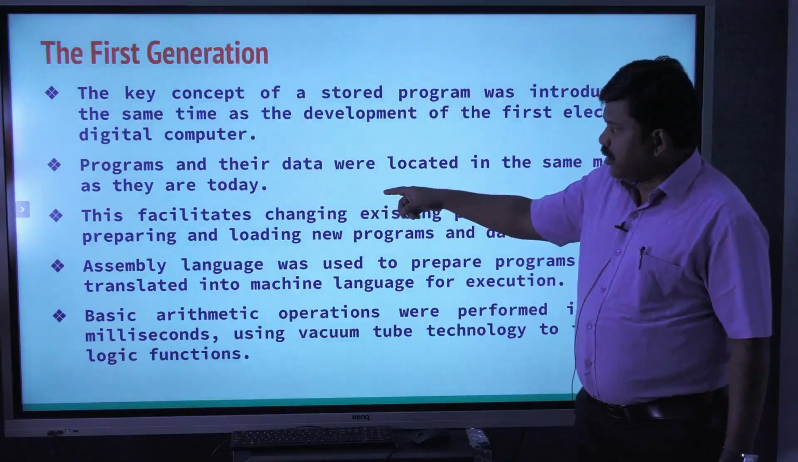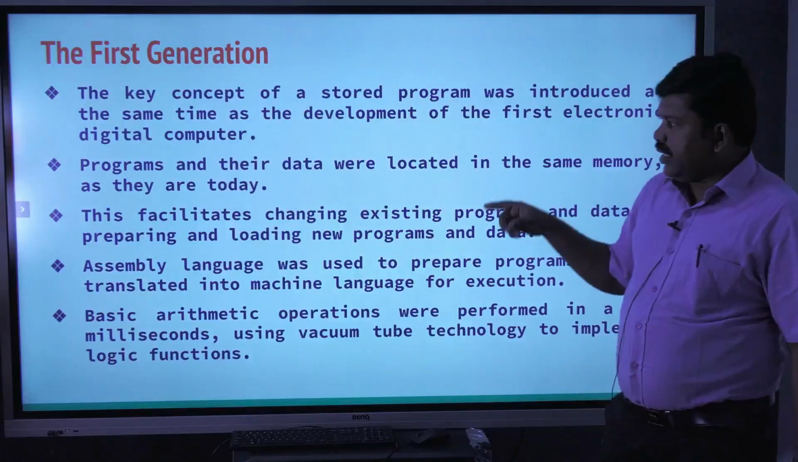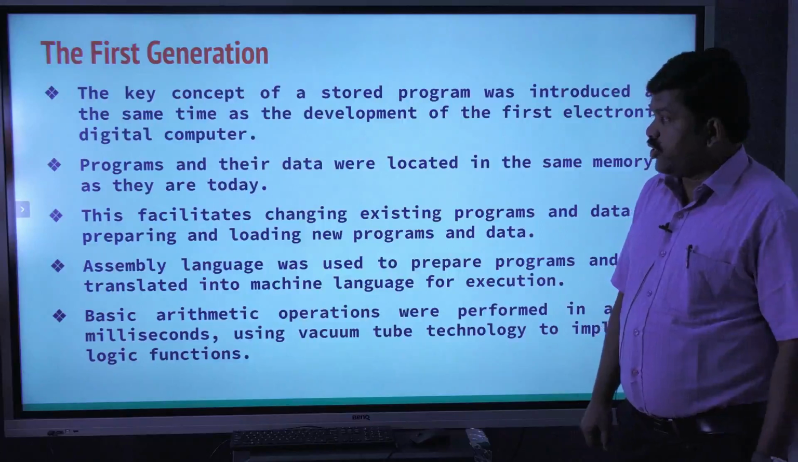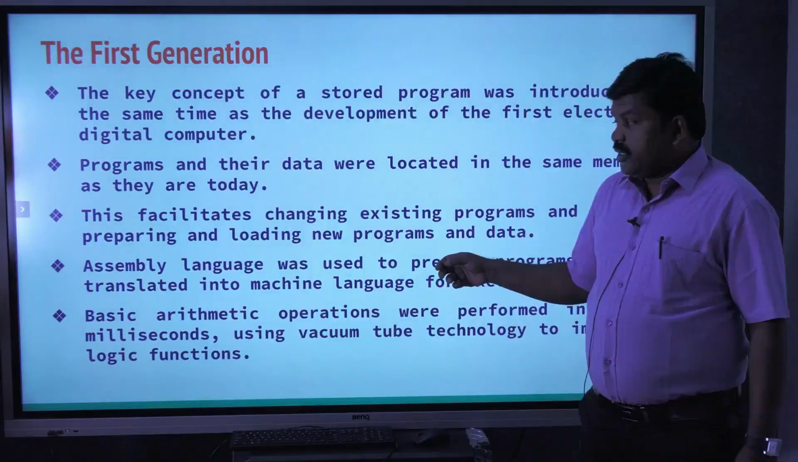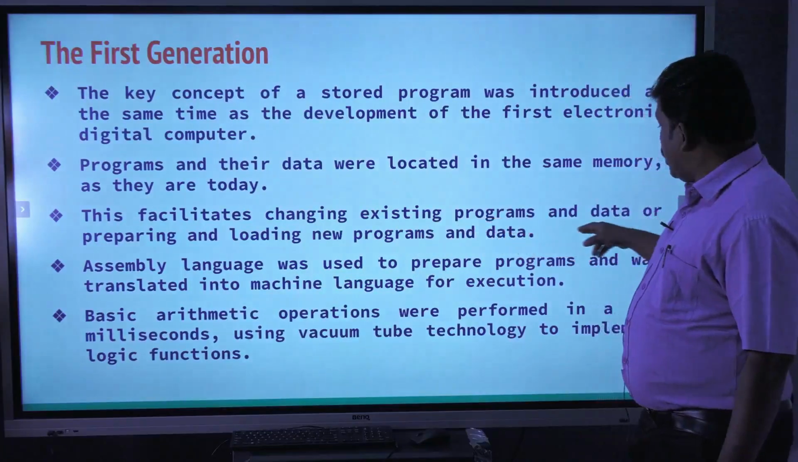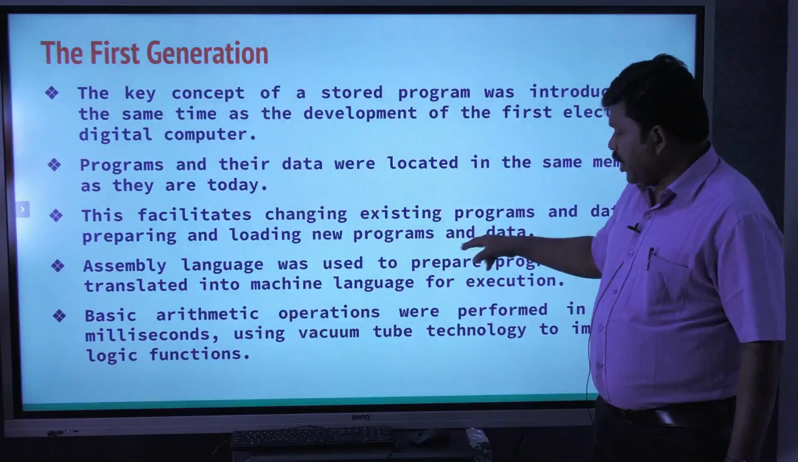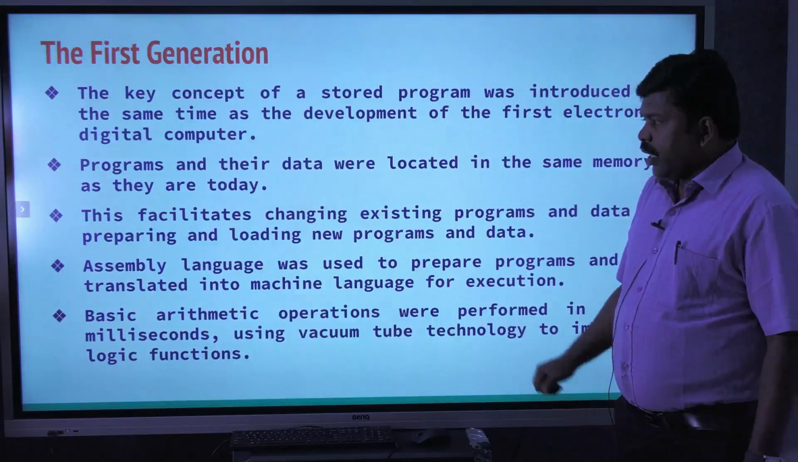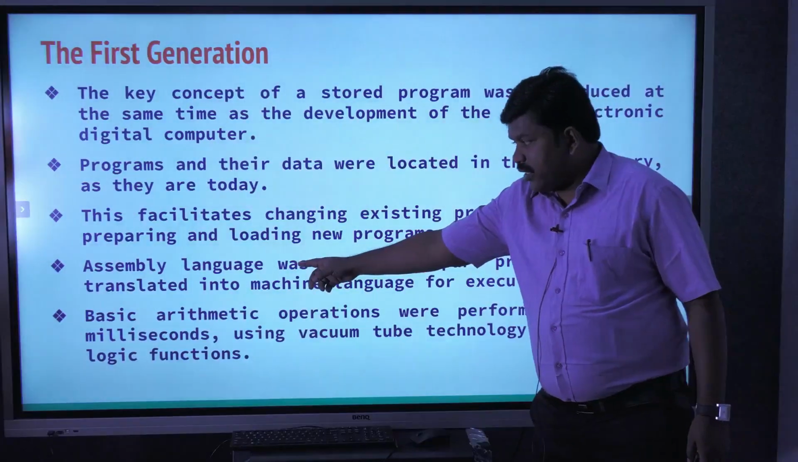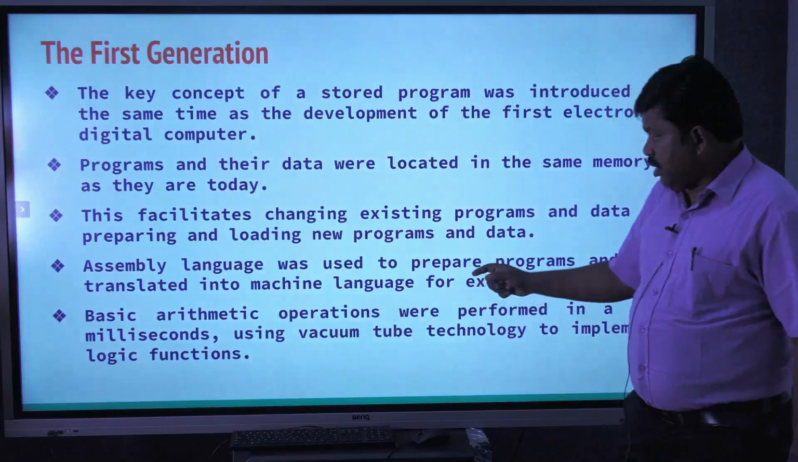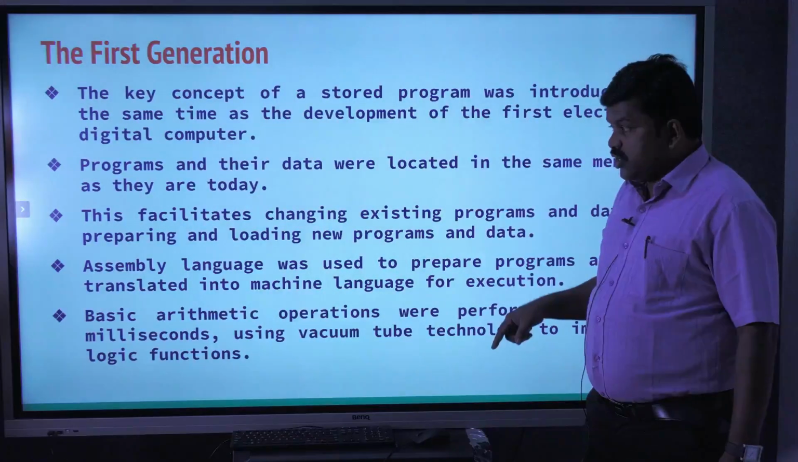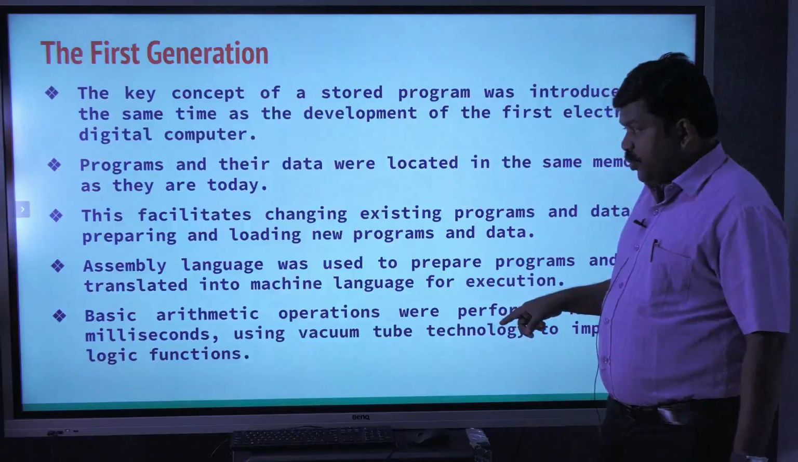So the program and the data were located in the same memory, as they are today. That is another important characteristic of first generation computers. The first generation computers also used existing programs and data for preparing and loading new programs and data. In most first generation computers, assembly language was used to prepare programs. So most of the programs written during the first generation were assembly language programs.